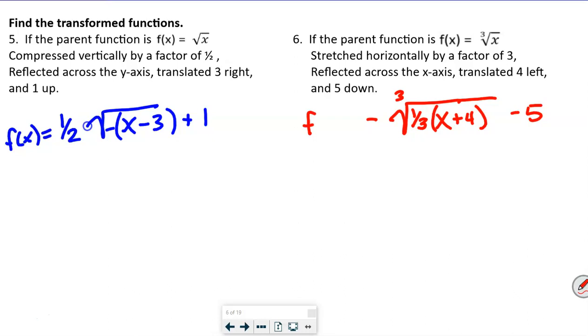Okay, if you notice, every possible option is in these two functions. So when you guys do the question on the test that's like this, refer back to this, okay?